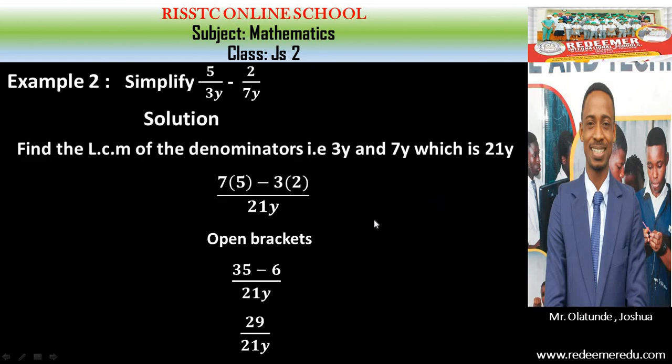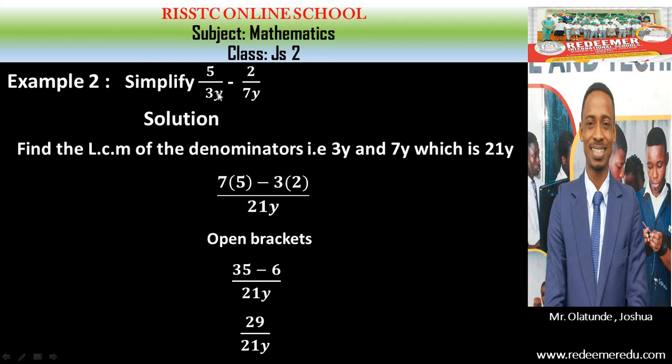Now let's look at one more example on subtraction of algebraic fractions. Simplify 5 over 3y minus 2 over 7y. Solution. Find the LCM of the denominators, that is 3y and 7y, and of course it is 21y. Our LCM here is 21y, which is written at the bottom here.